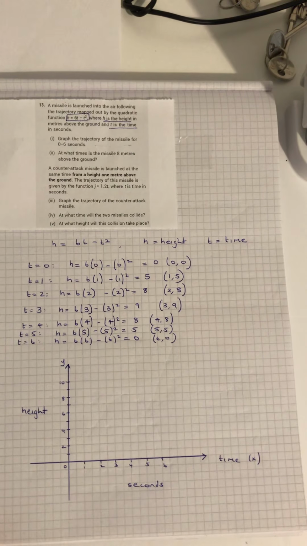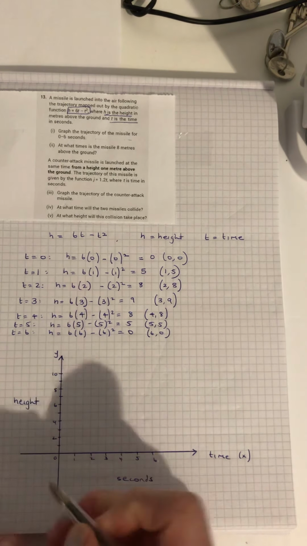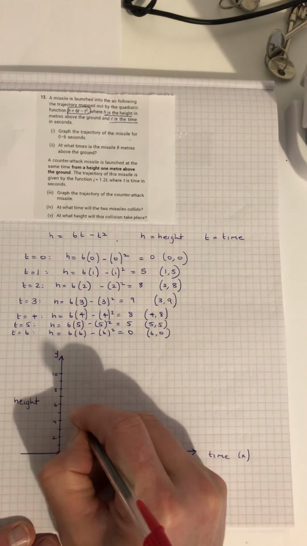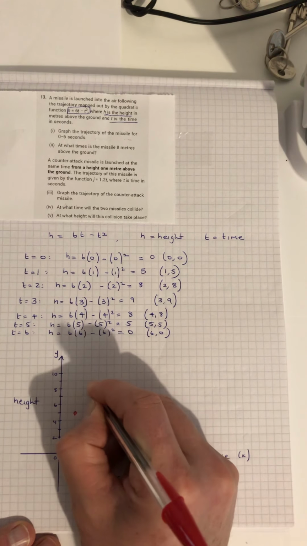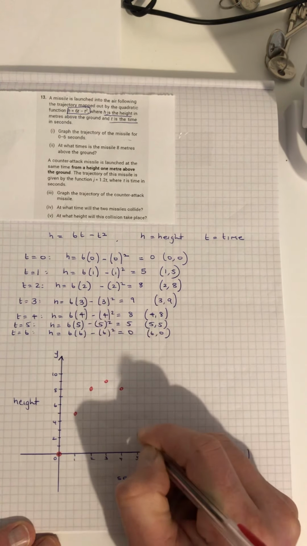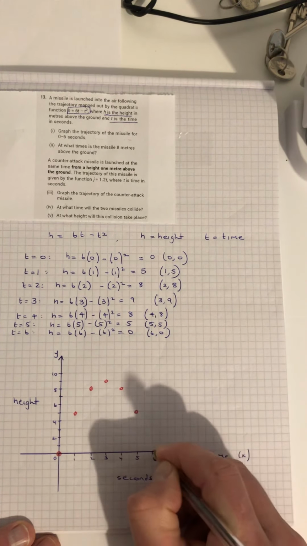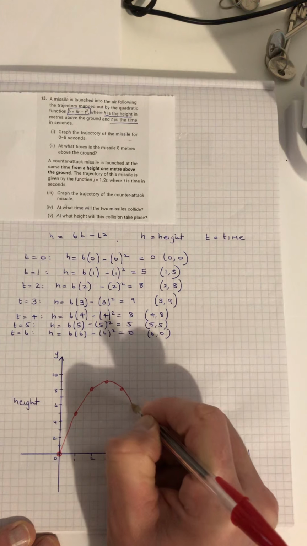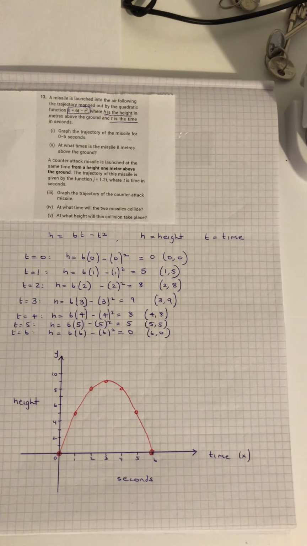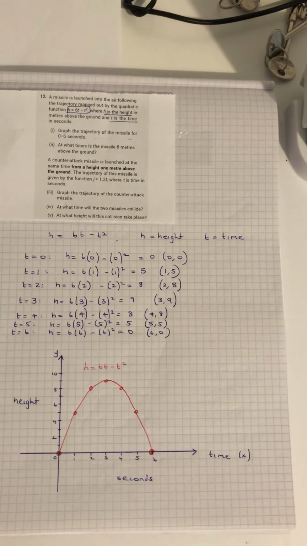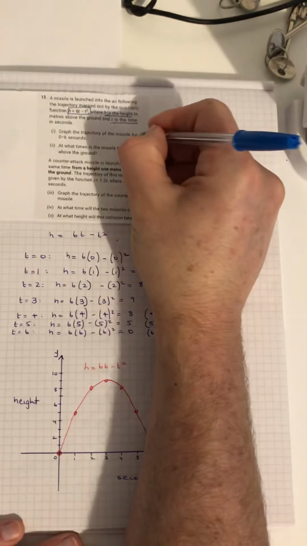So when we draw this graph out, we have 0, 0, 1 up to 5, 2 up as far as 8, 3 up to 9, 4, 8, 5 up to 5, and 6, 0. So the graph goes up and around like so. Okay, so that's the first graph, and that's the graph of h equal to 6t minus t squared. So we've drawn the graph.